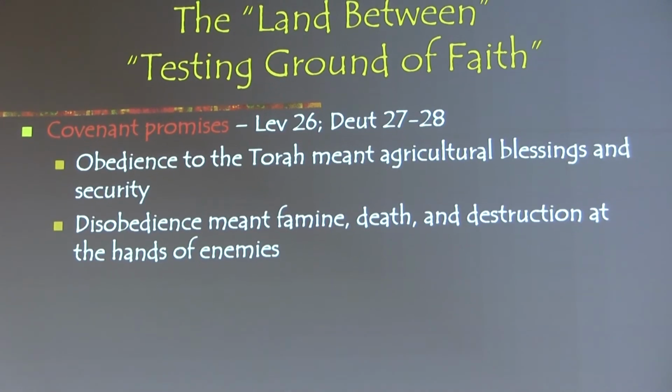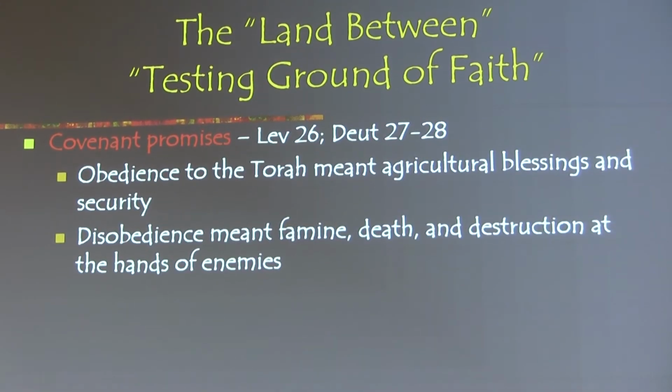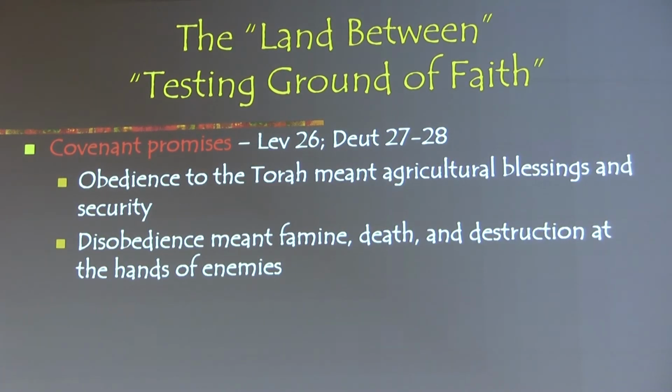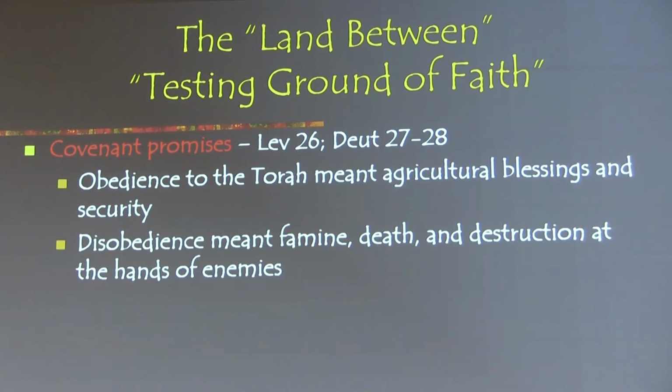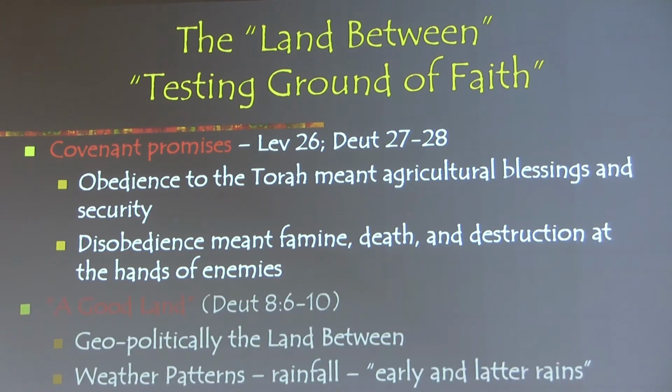God's covenant promises build on this. When he articulates the covenant to them at Sinai, he is going to say that there are going to be consequences. The consequences, if they're obedient to the Torah: agricultural blessings, security. He promises those things. But in both of these passages, disobedience means famine, death, and destruction at the hand of enemies, not happy consequences. Deuteronomy chapter 8 says this is a good land.